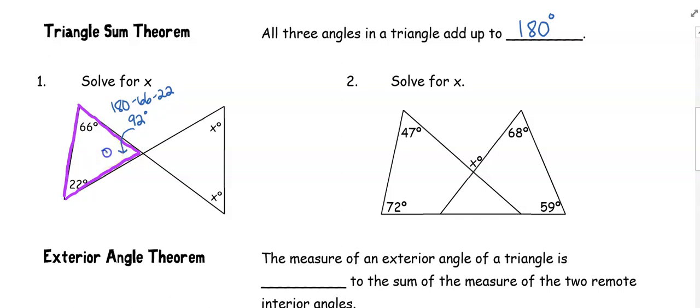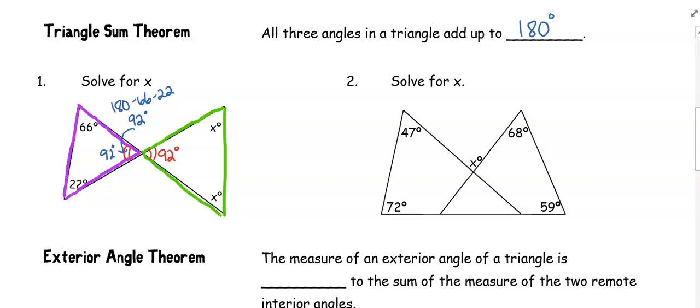So this angle right here is 92 degrees because 66 plus 22 plus 92 is going to add up to 180. From there, I need to use old school rules back from Unit 1, vertical angles. We know vertical angles are congruent. So if this angle is 92, this angle is also going to be 92. And that's how I move from one triangle to the next. Now I've got a whole second triangle here. Now these three angles have to add up to 180.